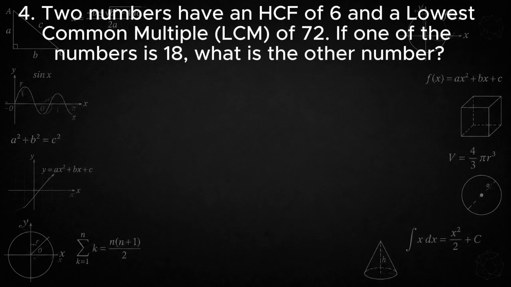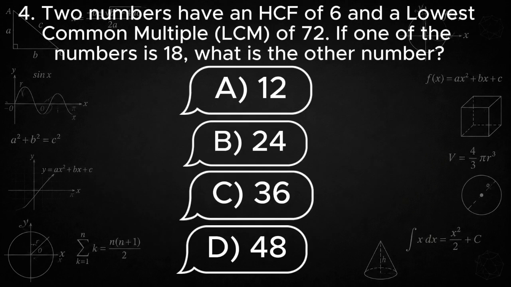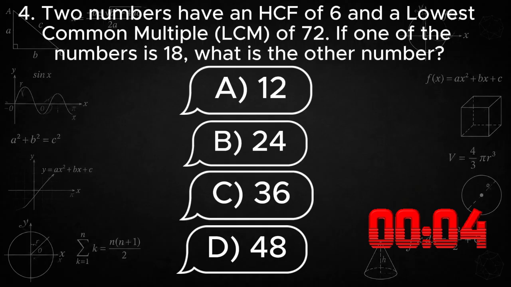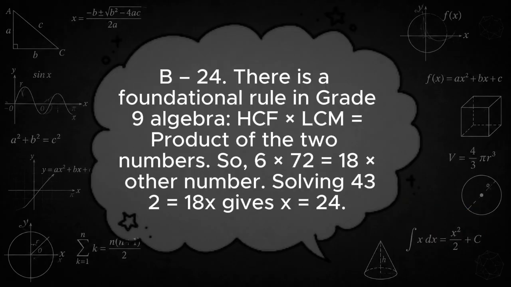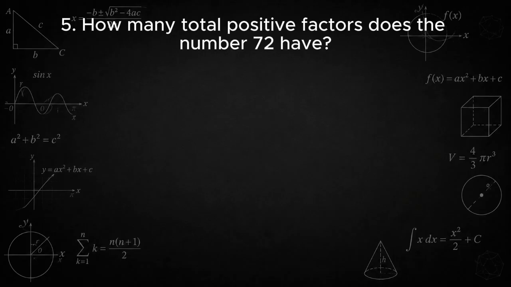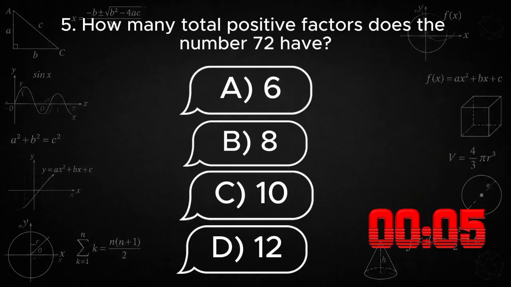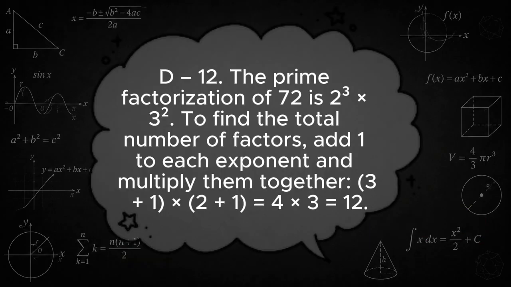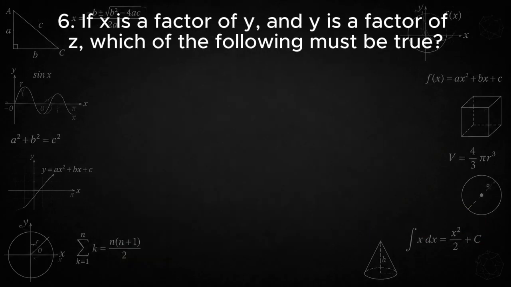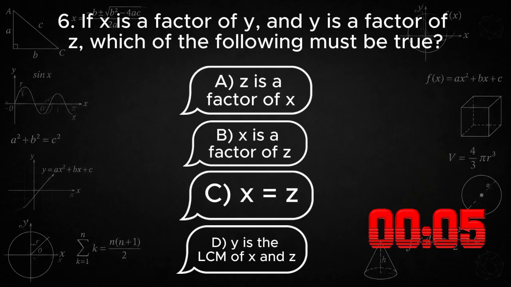4. Two numbers have an HCF of 6 and a lowest common multiple, LCM, of 72. If one of the numbers is 18, what is the other number? 5. How many total positive factors does the number 72 have? 6. If x is a factor of y and y is a factor of z, which of the following must be true?